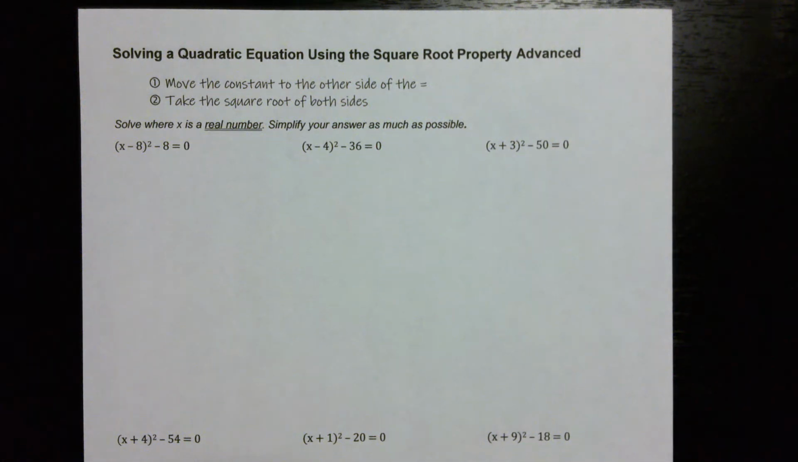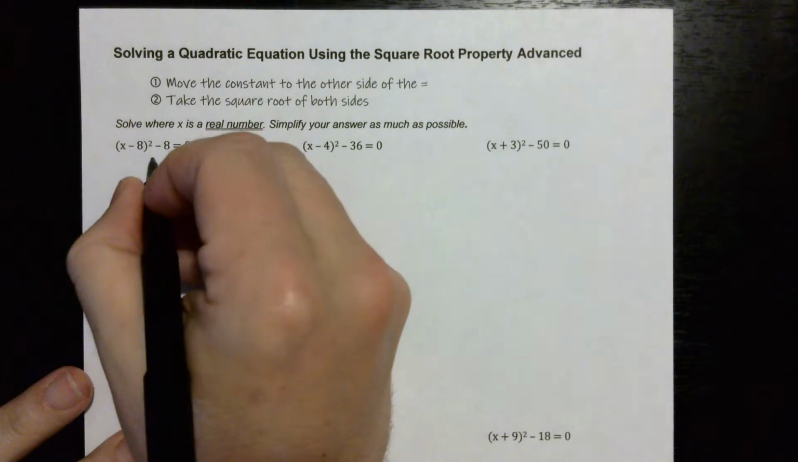Okay, in this problem, we're going to be looking at how to solve a quadratic equation using the square root property, and this is going to be the advanced version. So if you need to watch the intro to that, please watch my other video on solving using the square root property. Okay, so what we're going to do is get the thing that's being squared on one side and everything else on the other.